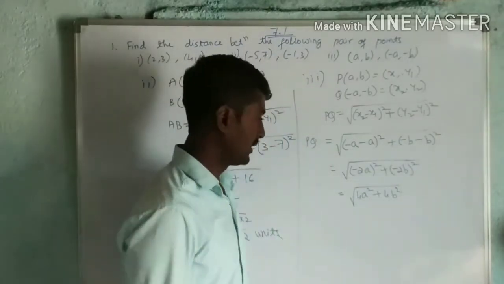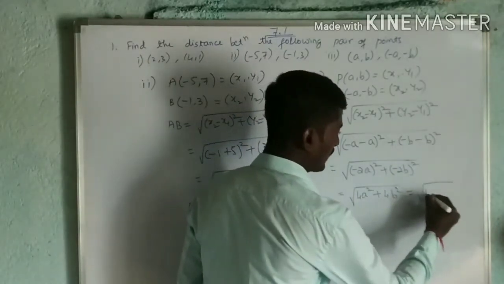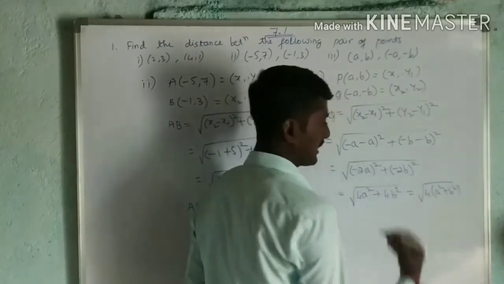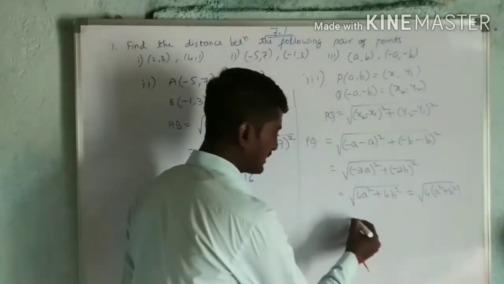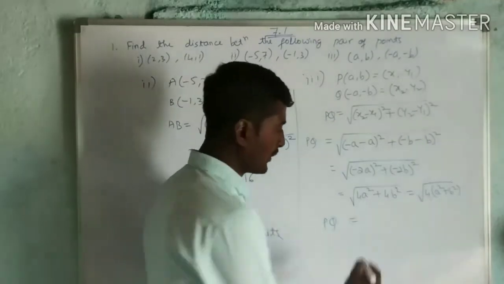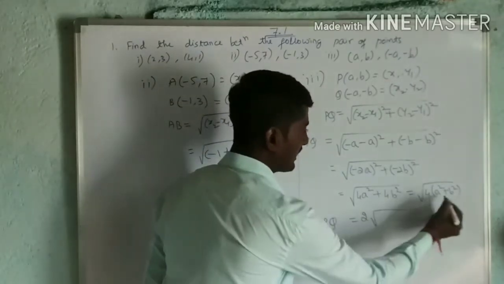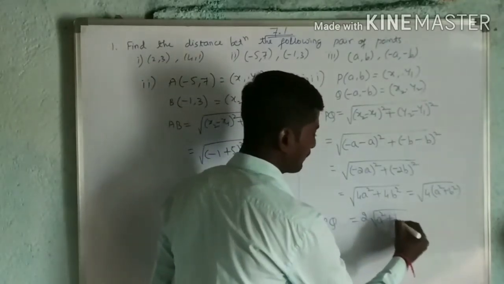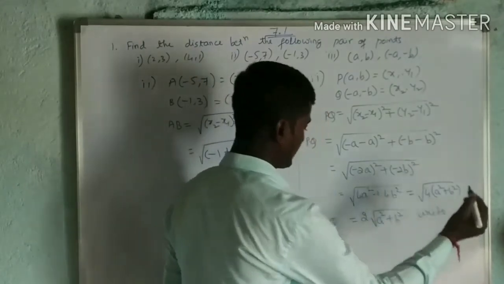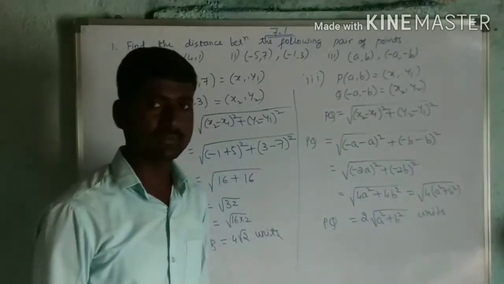Okay. Now here you can take 4 common. 4 you take outside, inside a square plus b square, that is PQ. Now square root of 4 is 2. Root of a square plus b square, a square plus b square units I can write. Okay. PQ is 2 root of a square plus b square.